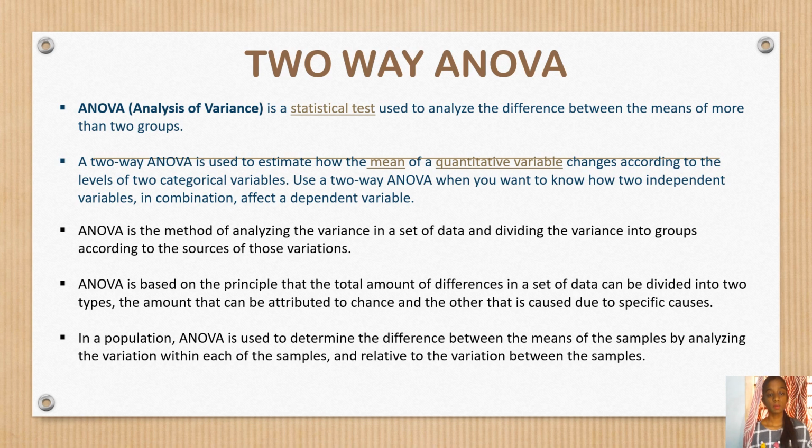ANOVA is a method of analyzing the variance of a set of data and dividing the variance into groups according to the sources of that variance. ANOVA is based on the principle that the total amount of variation in a set of data can be divided into two types: the amount that can be attributed to chance, and the amount caused by specific causes. In a population, ANOVA is used to determine the difference between the sample means and the variation within each sample, relative to the variance between the samples.